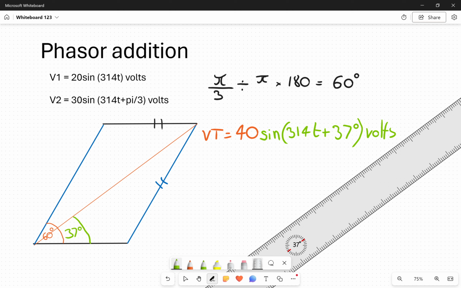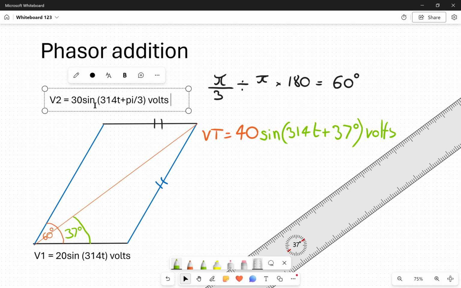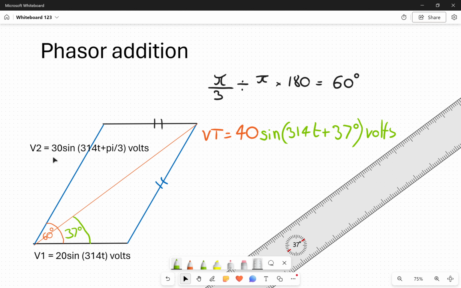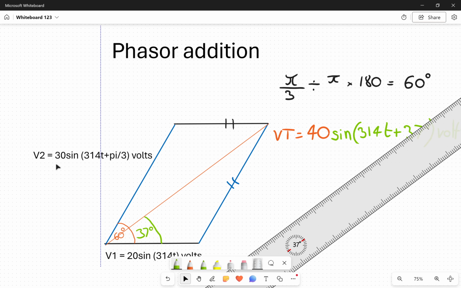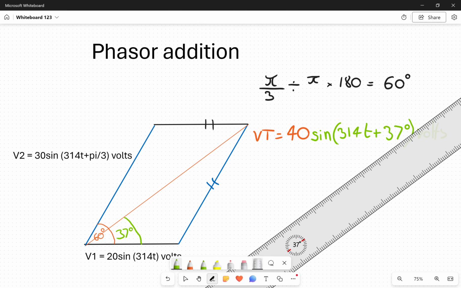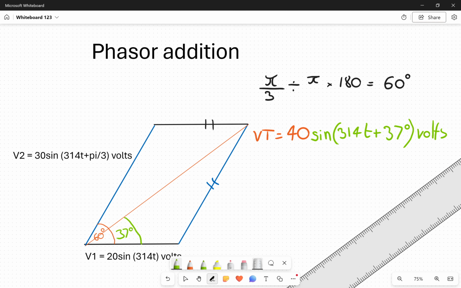If you really wanted to show off now, you can just label the whole diagram. So we've got our V1 line is this bottom line here, and our V2 line is this one there, the blue one. But in terms of the process involved of phasor addition by a scaled diagram, that is it.